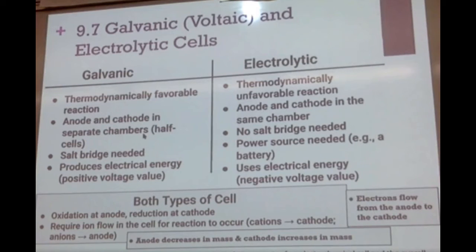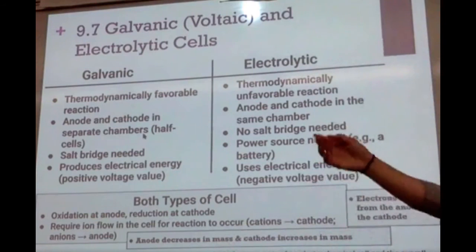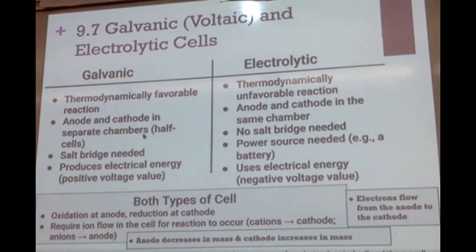It has a negative voltage, negative cell potential. Both types of cells, you have oxidation at the anode, reduction at the cathode. You have your cations in the salt bridge flowing to the cathode, your anions flowing to the anode. Remember, your electrons flow from A to C, so they flow from the anode to the cathode. And then your anode decreases in mass because you have oxidation occurring. Your cathode increases in mass because that's where you have reduction occurring.